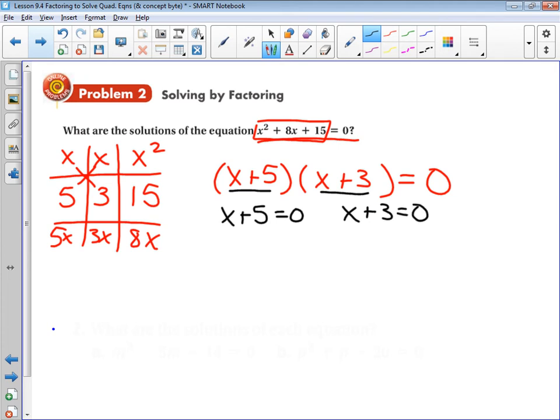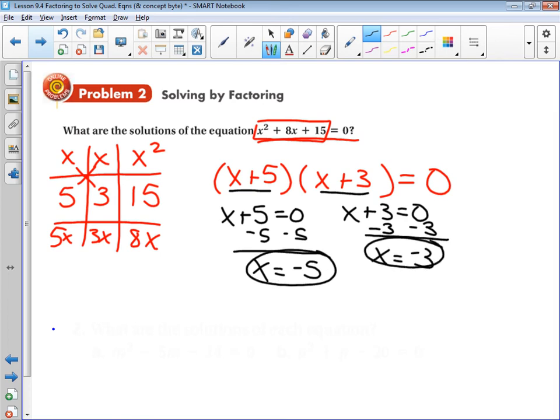That will give me the solutions. Subtract 5 from both sides, I get x equals negative 5. And the second one, I subtract 3 from both sides, and I get x equals negative 3. The solutions to this equation, x squared plus 8x plus 15 equals 0, are x equals negative 5 and x equals negative 3. Those are the roots.